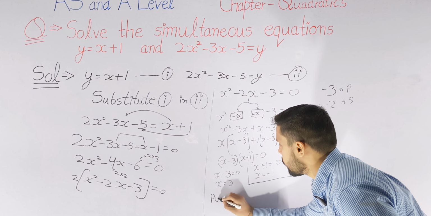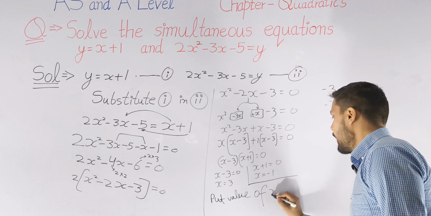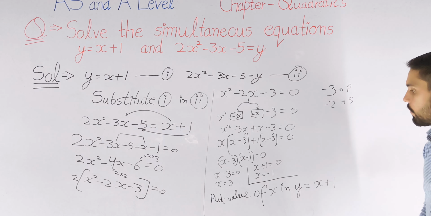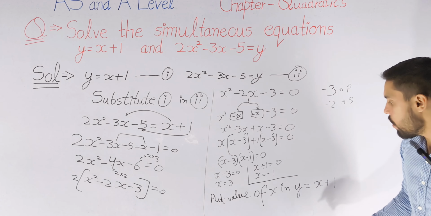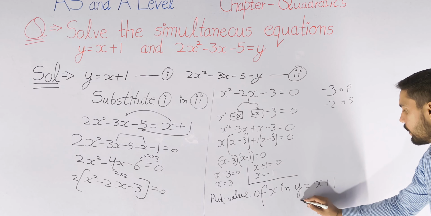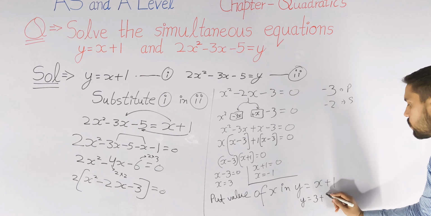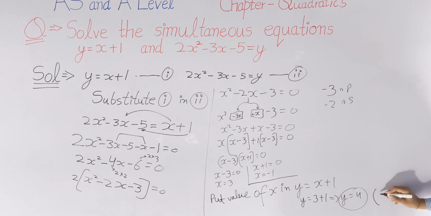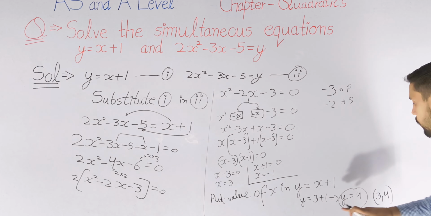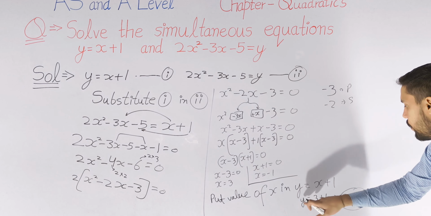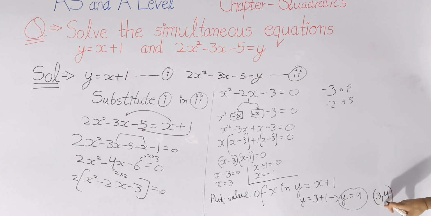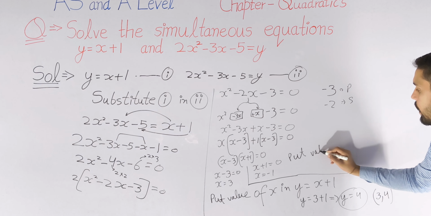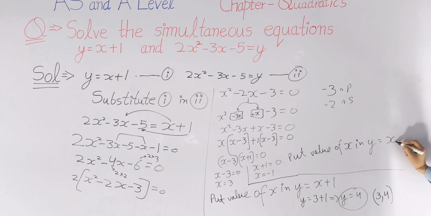Now put the value of x in y is equal to x plus 1 to find the value of y. Here we have x is equal to 3, so y is equal to 3 plus 1, and we get y is equal to 4. So we have the coordinates 3, 4. When we put the value of 3 in this equation, we get the value of y as 4. So this is one solution of this quadratic equation, and for the second solution, put the value of x in y is equal to x plus 1.